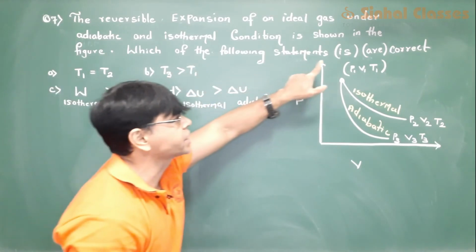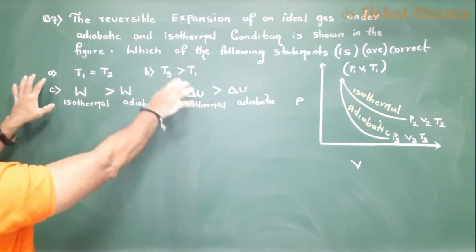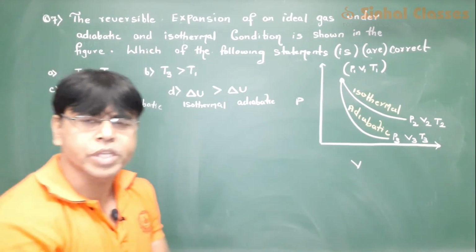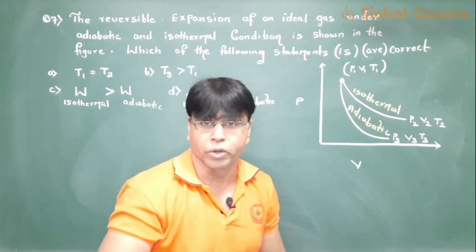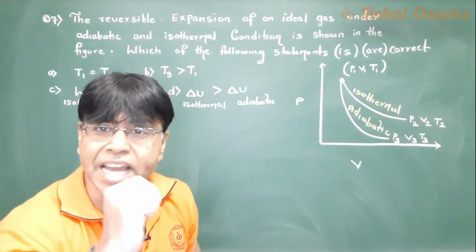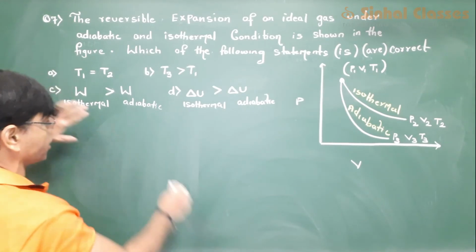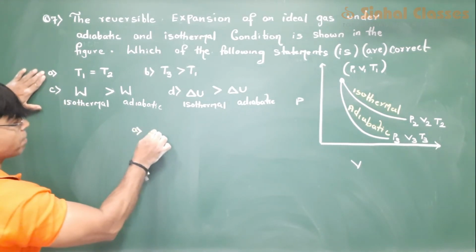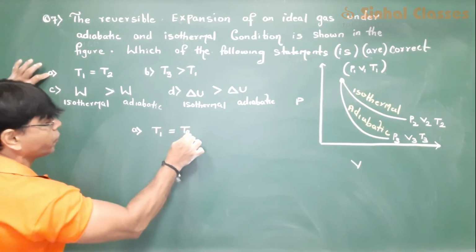Which of the following statements are correct? So you have to find out among the four which is a correct statement. It can be more than one also. So let us analyze it very nicely. Let's take the first option, option number 1. Is T1 equal to T2?